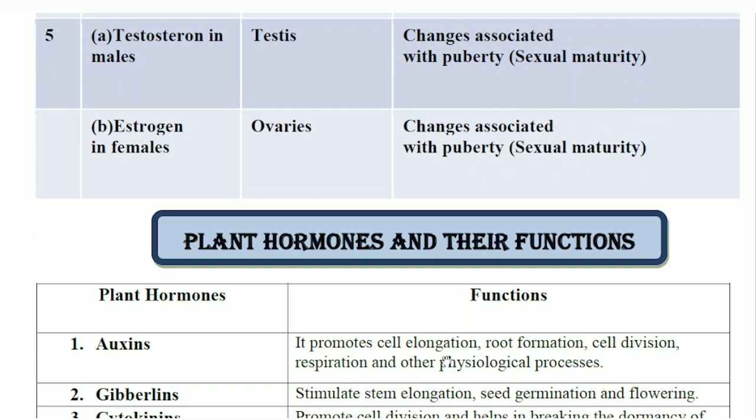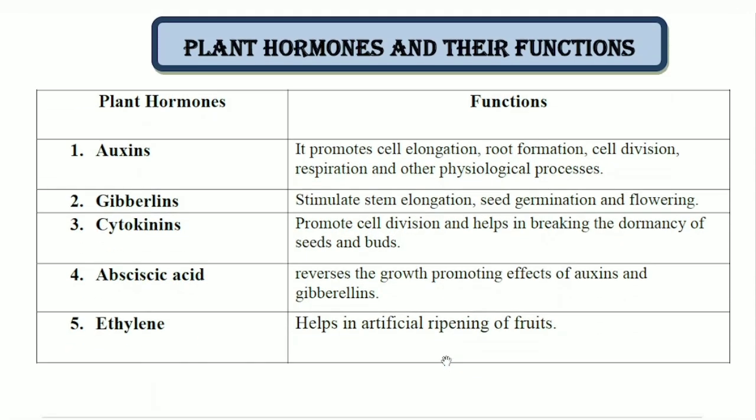The next one is plant hormones and their functions. Very, very important. The first one is auxins. They promote cell elongation, root formation, cell division, respiration and other physiological processes. If you learn this much of the function, you will score the marks. So don't forget to learn the functions. Next, gibberellins. They stimulate stem elongation, seed germination and flowering. In plants you see germination and flowering; for that, gibberellin hormone will stimulate.